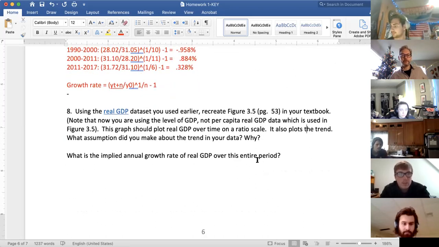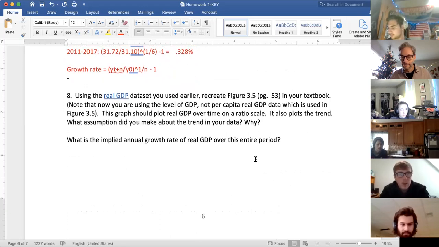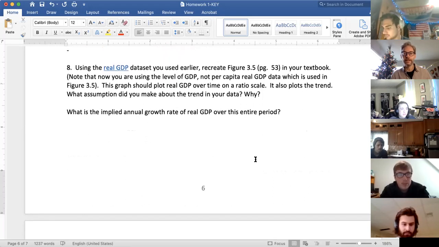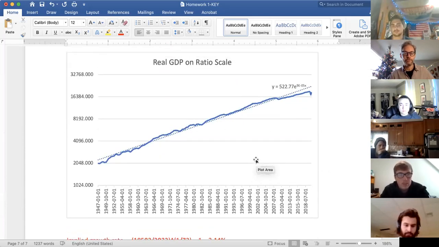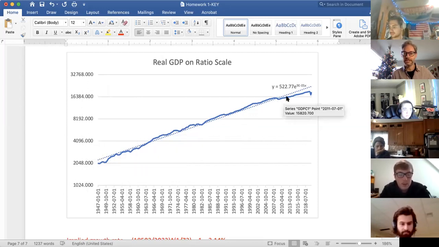Okay, and then finally for question number 8, this time we wanted to take not per capita GDP, but just real GDP, put it on a ratio scale, and then calculate the implied annual growth rate of GDP over this entire period using that implied annual growth rate formula. When you do real GDP on a ratio scale, you could use whatever ratio you wanted, and whatever you pick as your initial value, it should basically double on this axis. And so you see that this becomes much more linear, not surprising.